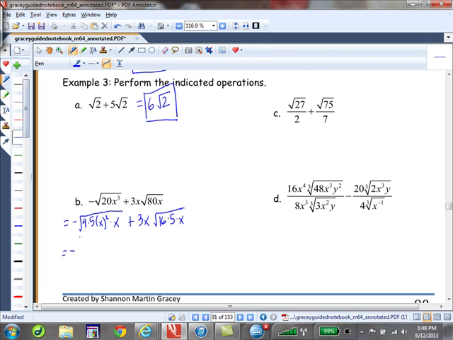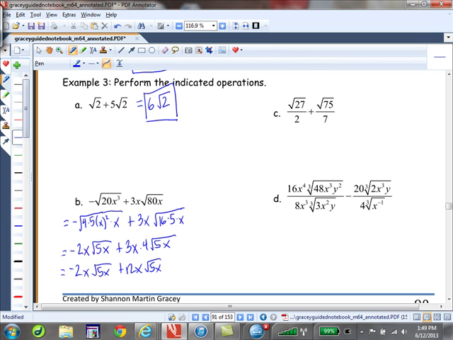So now what we'll have is negative. We can take out a 2 and an x, so we'll have negative 2x, and what we have left is the square root of 5x. And then over here we can take out a 4, so we'll have 3 times x times 4 times the square root of 5x, which is negative 2x root 5x plus 12x root 5x.